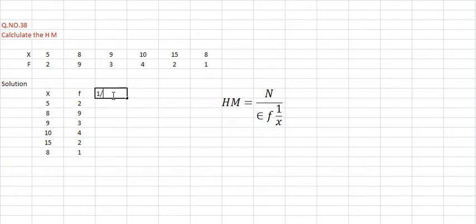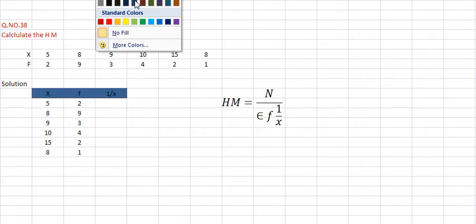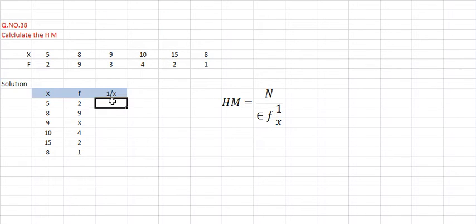So first you have to find 1 divided by x. These are the computed values. So these numbers we need to find now. How to find 1 by x? Like this: 1 divided by x. The x value here is 5, so 1 divided by 5 is this one. Then 1 divided by 8, where 8 is x. Similarly, 1 divided by 9.